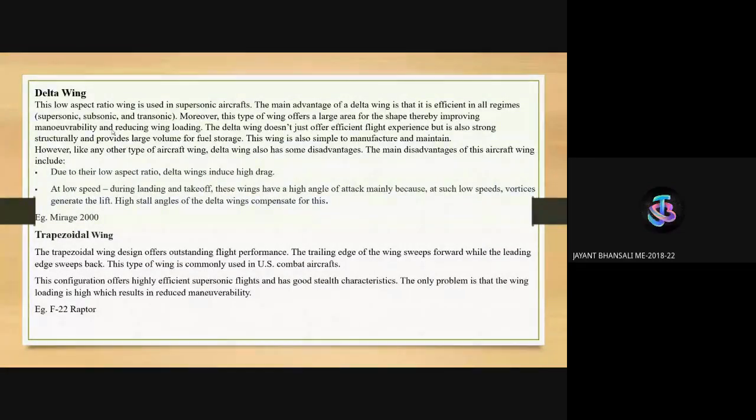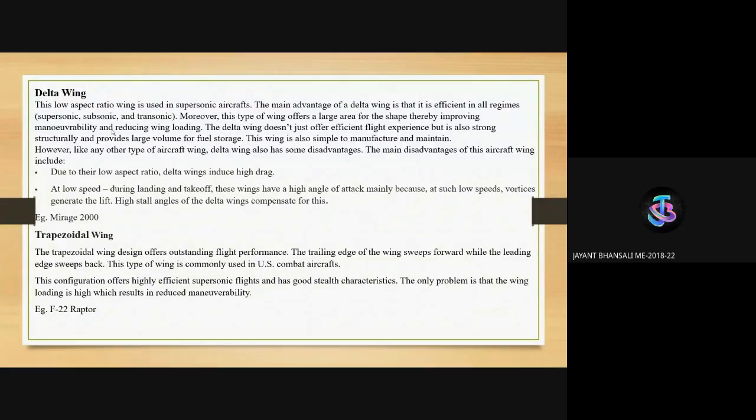Even Sukhoi has a delta wing, no? Sukhoi doesn't have a delta wing. But the shape is similar, I guess. But it is a twin fin wing, not a delta wing. He said that even the Sukhoi has a delta wing, right? No, the Sukhoi is not a delta wing. I will show you the wing. Just give me a minute.